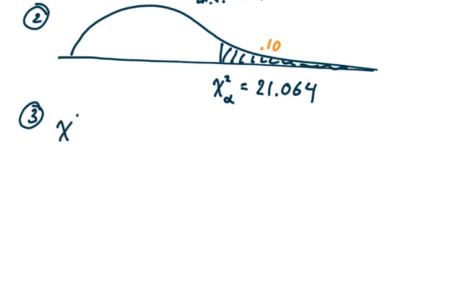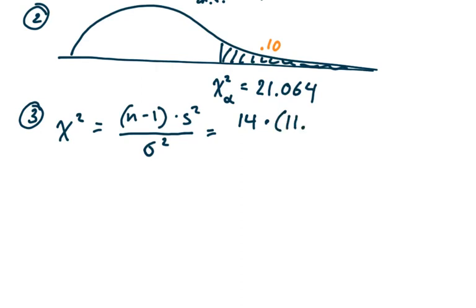Next, we're going to calculate our test statistic. The formula for chi-squared is n minus 1 times s squared, all divided by sigma squared. And so here, I'm going to substitute in 15 in place of n. Notice we calculated the standard deviation and came up with 11.2. Our formula calls for S squared. We calculated S, and therefore we have to go ahead and actually square that.